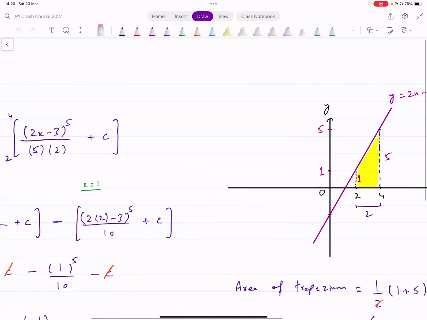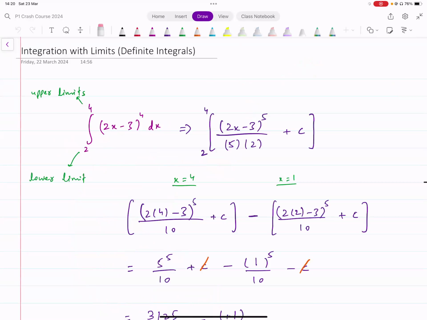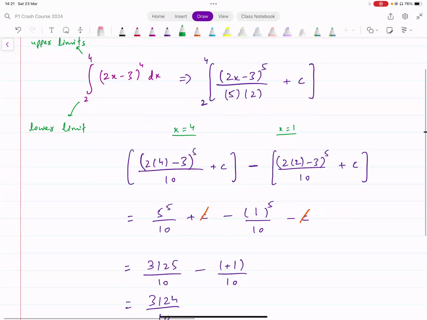Then we talked about this other notation where we have limits with an integral. If you have a number written on top of the integral and a number written at the bottom, these are called limits of the integral. This number is called the upper limit, and this is called the lower limit. How do you evaluate integrals like this? You do integration like you normally do. You apply the integration rules, the power rule, and once you've integrated, you just input these values, 2 and 4.